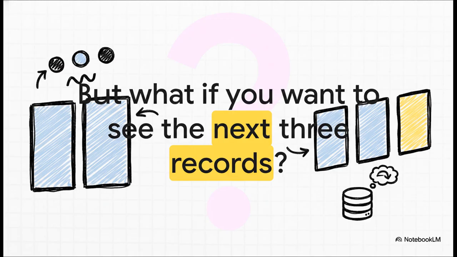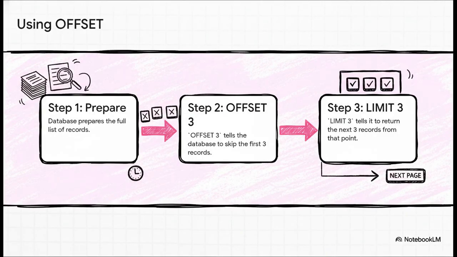So this leads to a pretty important question. We've seen the first 3 records. What if we want to see the next 3, records 4, 5, and 6? How do we tell the database to skip what we've already seen and show us the next page of results? The answer is the OFFSET keyword. It works hand in hand with LIMIT.